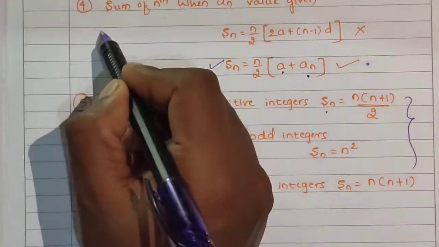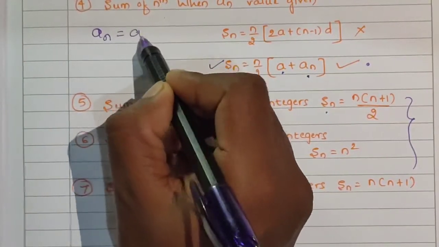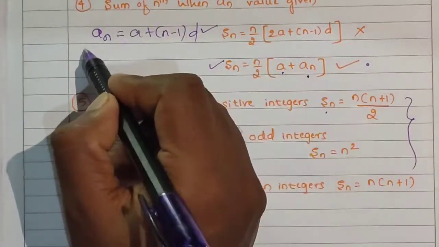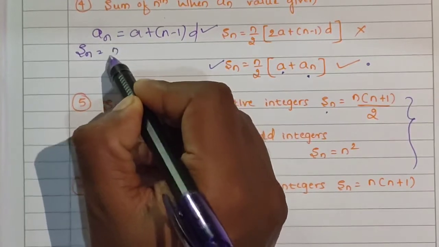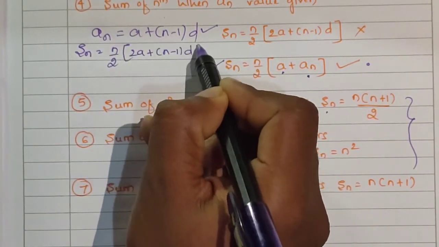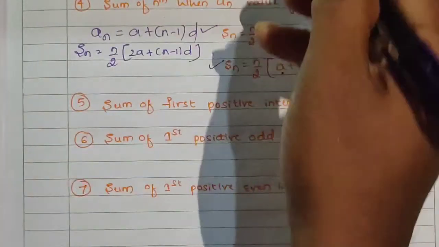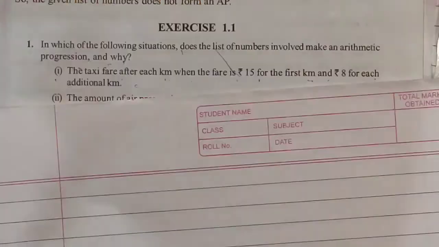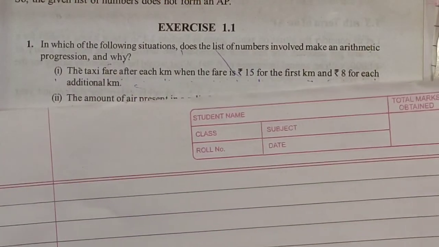The first one is an is equal to a plus bracket n minus 1 into d. This is a very important formula. Next, Sn is equal to n by 2 into bracket 2a plus n minus 1 into d. This is also a very important formula. If you remember these two, we can solve any problem from arithmetic progression. Let's start exercise number 1.1.